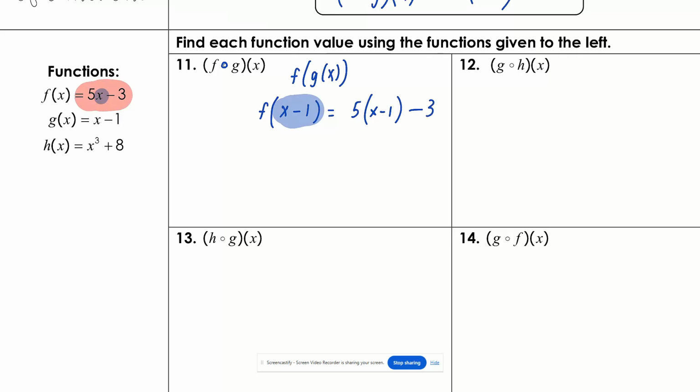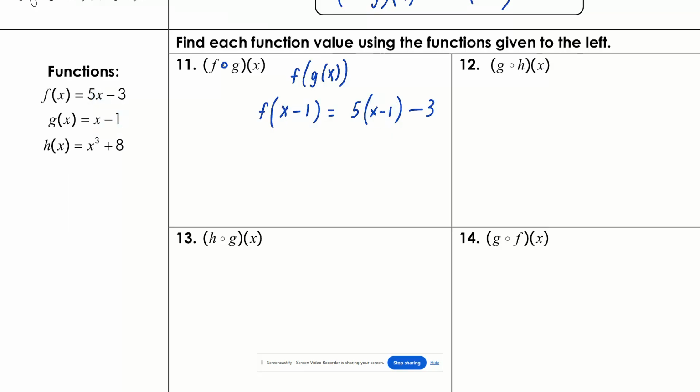Y'all see what I've done there? That is composition of functions. I took my g of x function, x minus 1, and I plugged it into my f of x function in place of x. Wrap your head around that for a second. That's what composition of functions is.